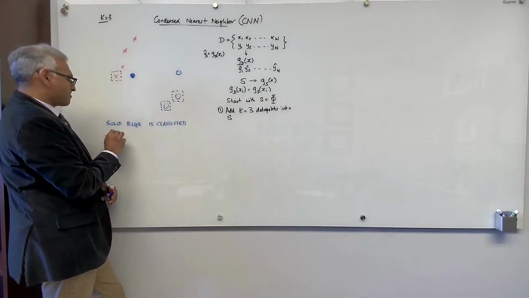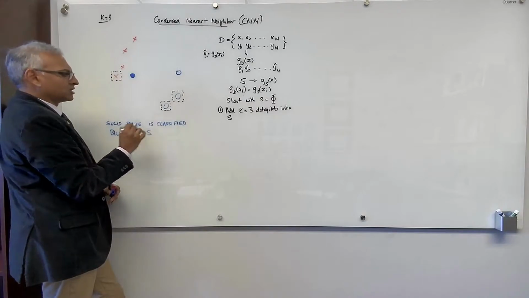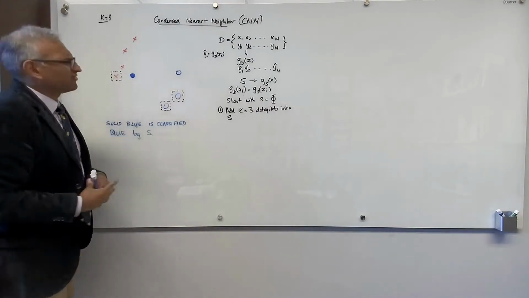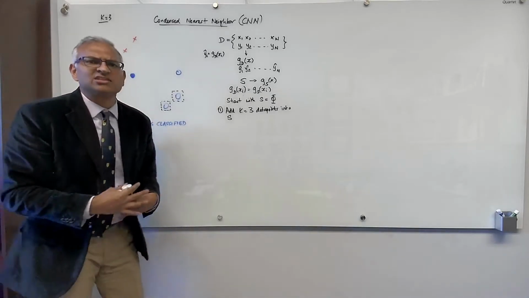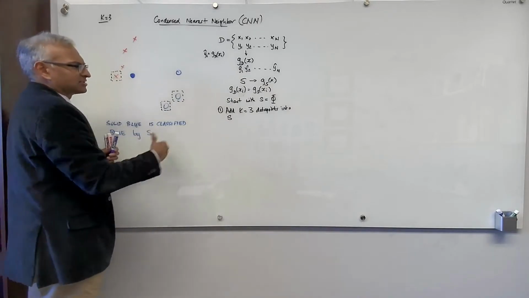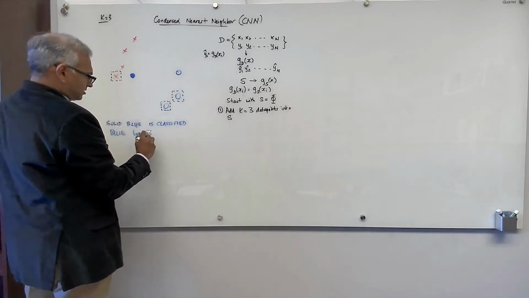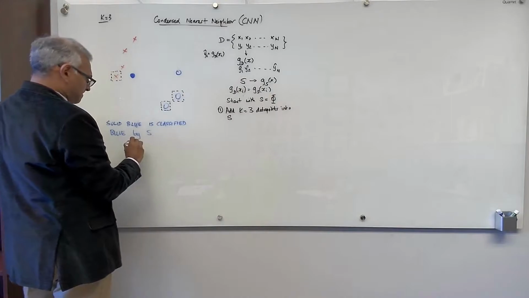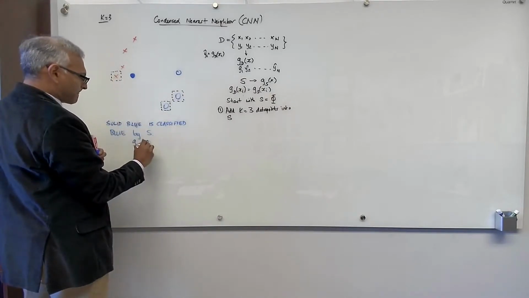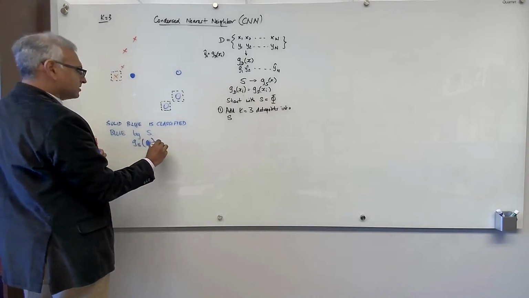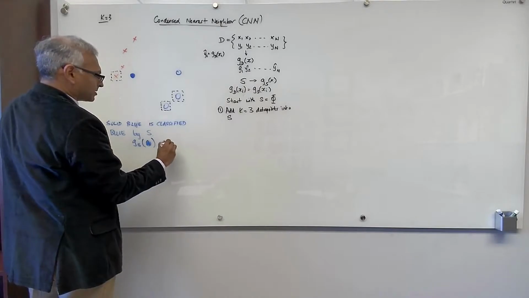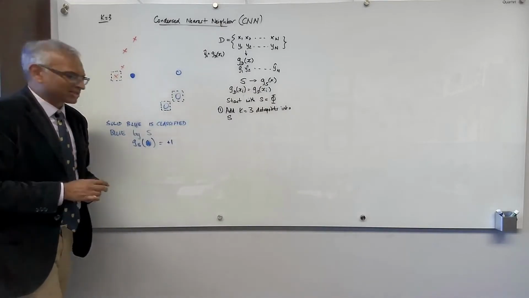is classified blue by S. I've written it in blue to highlight the fact that this solid blue point is classified in blue. In fact, every point is classified in blue. So you might wonder, why did I pick this solid blue point? Let me write this in the terminology we have. G sub S of the solid blue point is equal to +1, or blue. Blue is +1.